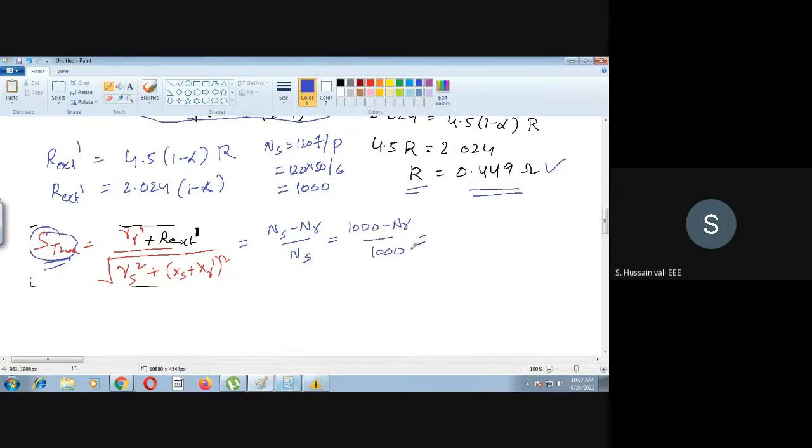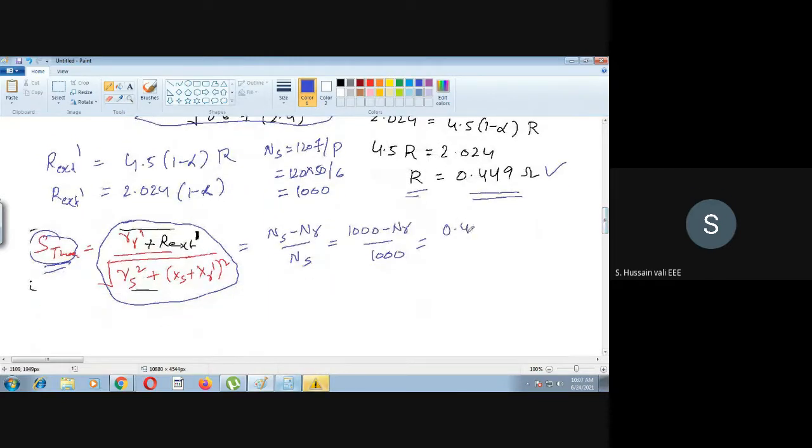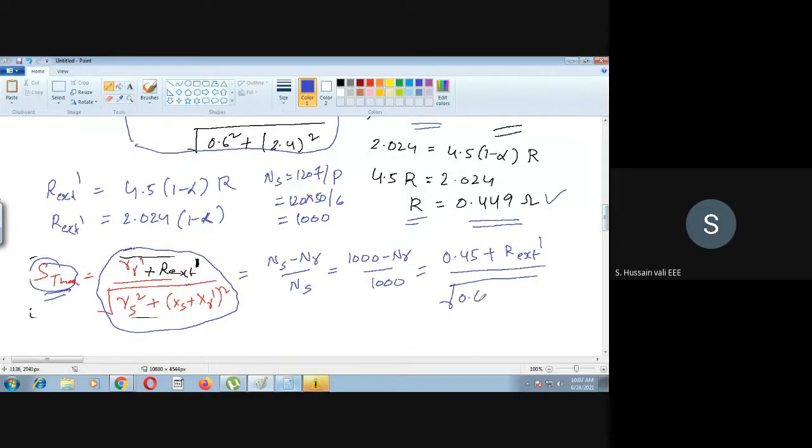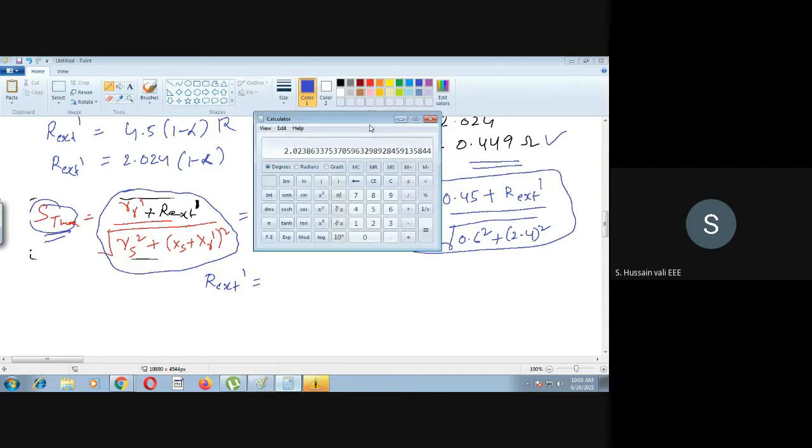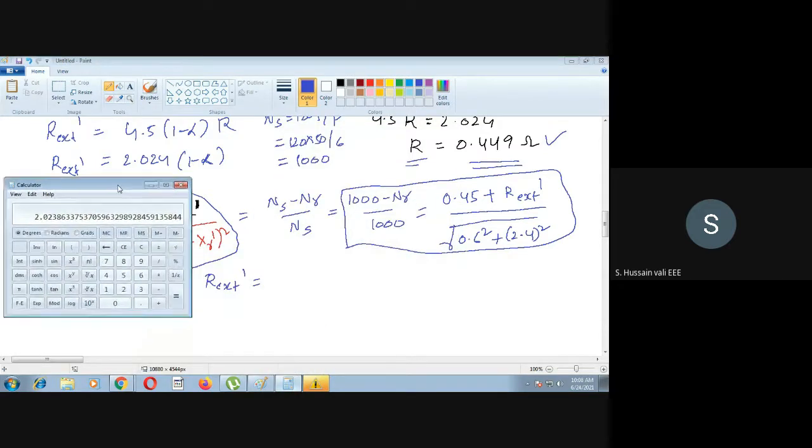Now what is this equation? We'll recall it. RR dash, the value given in the problem, is 0.45. So 0.45 plus R external dash divided by the square root of 0.6 square plus 2.4 whole square. Then we will find out R external from this. It's just mathematics. Nothing else is there here.